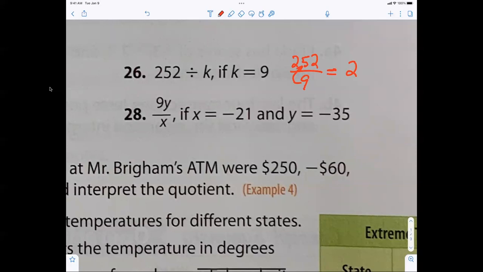It was 7. 9 goes into 72. You're awesome. Now, positive or negative? Well, I don't see any negatives, right? So it has to be positive.